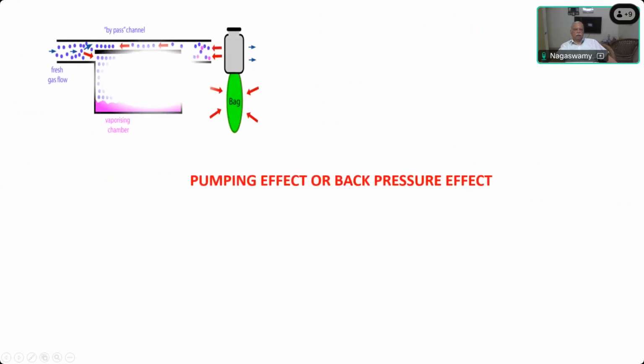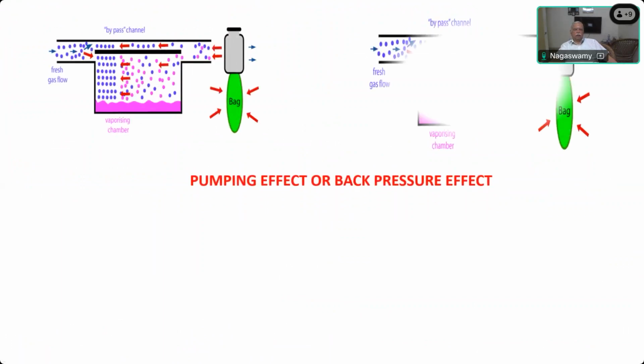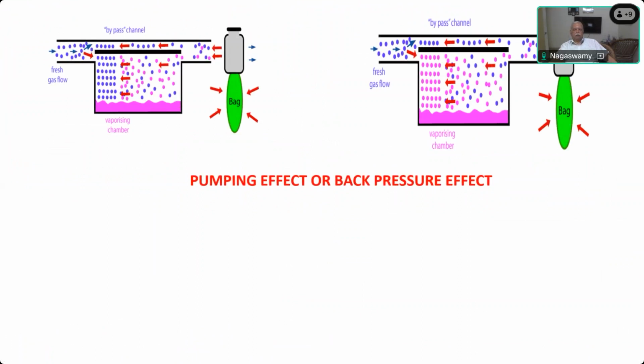So these pictures will tell you how this is available in the howequipmentswork.com, and you are squeezing the bag. This is the flow towards the patient, and this is the back pressure that is going towards the outlet of the vaporizer, and you can see the vaporizing chamber being compressed, and this is the fresh gas flow which is continuously flowing from the flow meter.